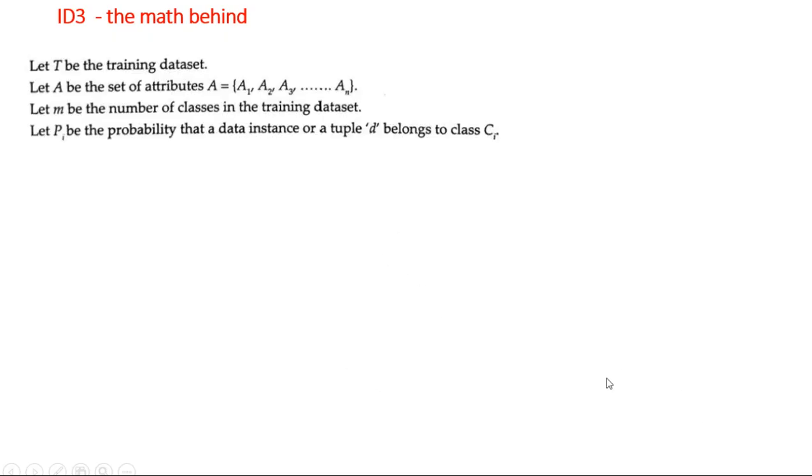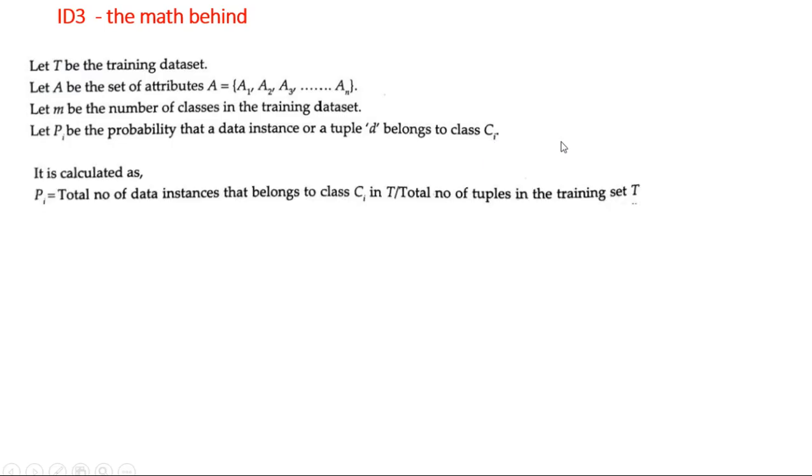So let's see the math behind this. Let's say T is the training data set. And let's say the attributes I have here are A1, A2 up to AN. And A is the set of all the attributes. Let's say M is the number of classes, which I'm going to use to classify my training data set into. And say Pi is the probability that a data instance or a tuple D belongs to class Ci.